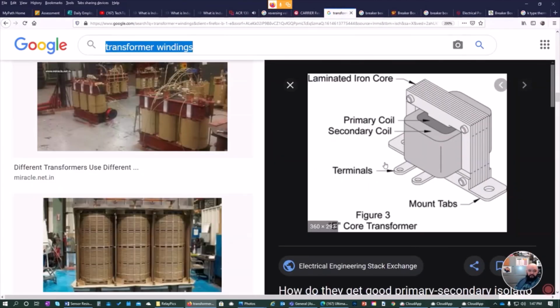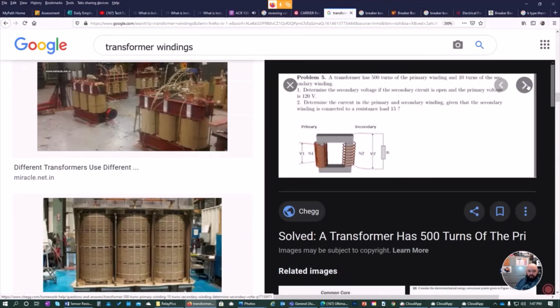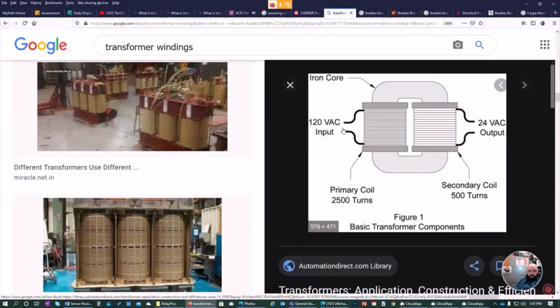Immediately. So, for example, you've got 120 coming in, 24 volt common and hot. If this is your hot, you would cut this and stick the fuse right in the middle of it.